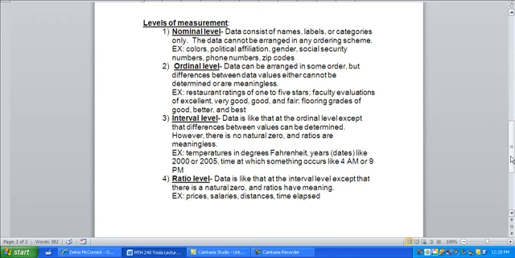Interval level is just like the ordinal level, except the differences now do have meaning. So there is no natural zero, and ratios are meaningless, but we can determine the differences. For example, if you're talking about temperatures in degrees Fahrenheit, a day when the temperature is 100 degrees versus a day when it's 50 degrees. We can find a difference of 50 degrees. So the differences do make sense.